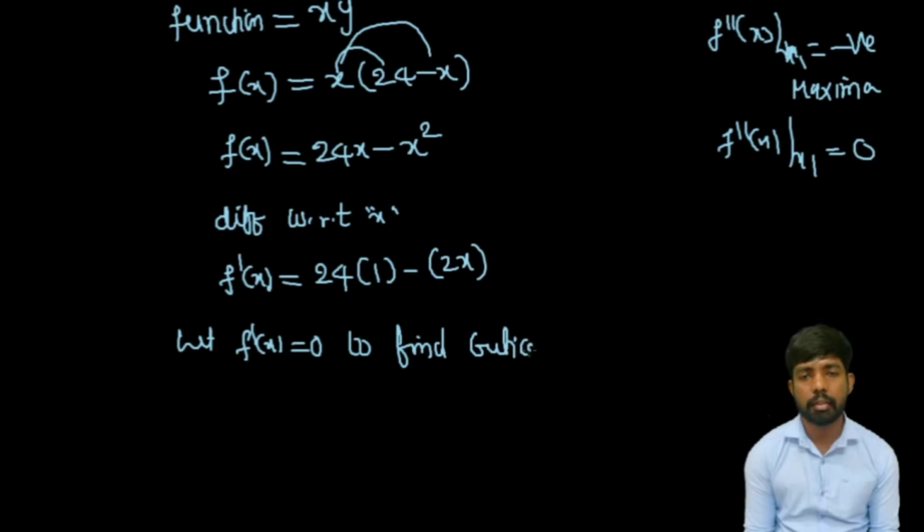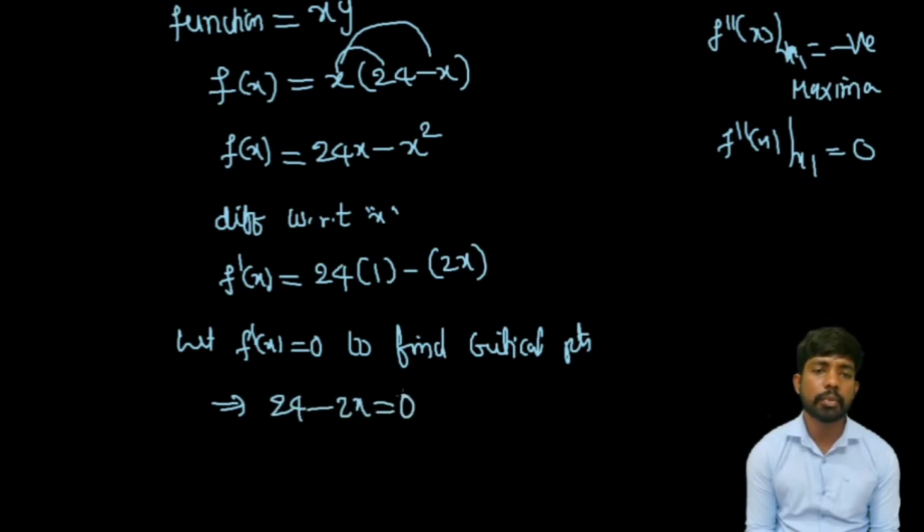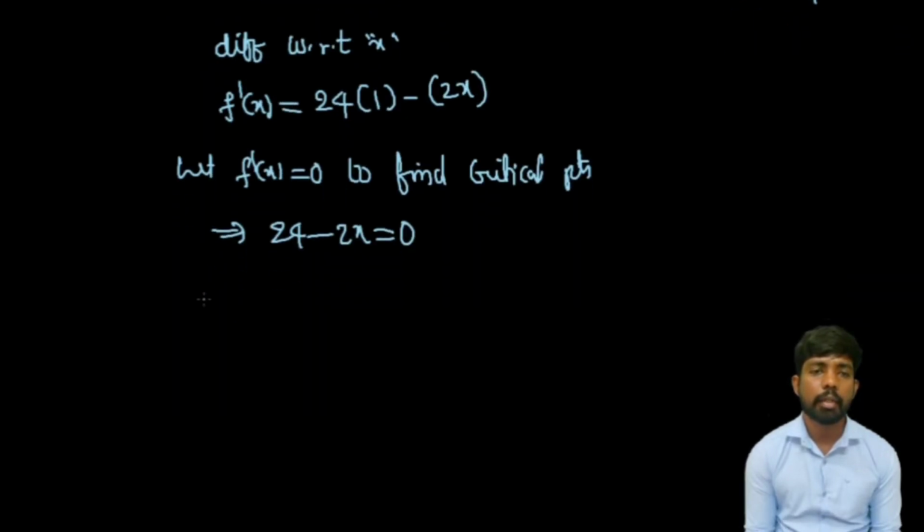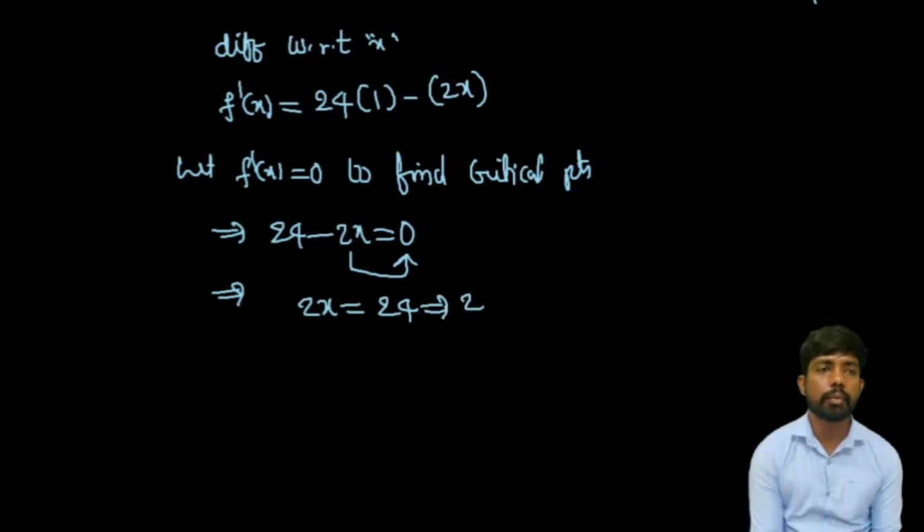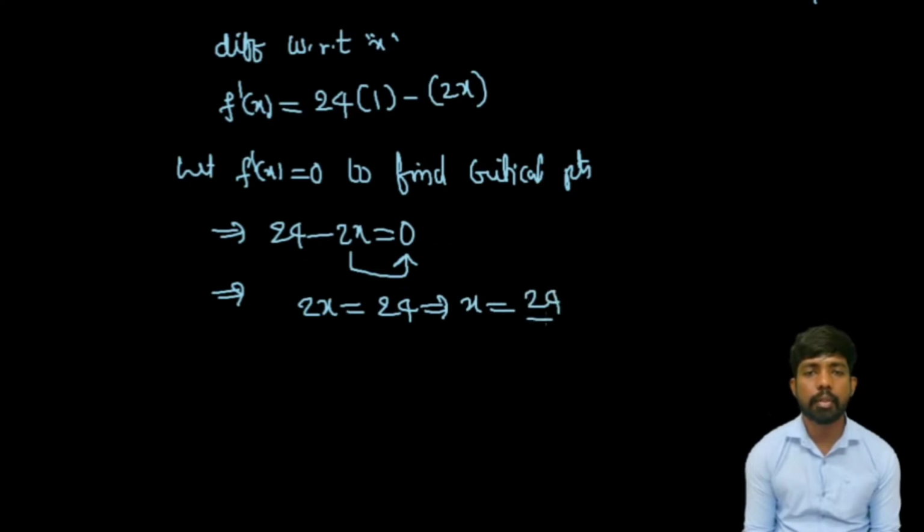Okay, critical points. So here f dash of x is what? 24 minus 2x is equal to 0. Now in the next step, send the 2x to the right hand side. 2x is equal to 24 remains. Next step, send this 2 to the right hand side. It will become 24 by 2.